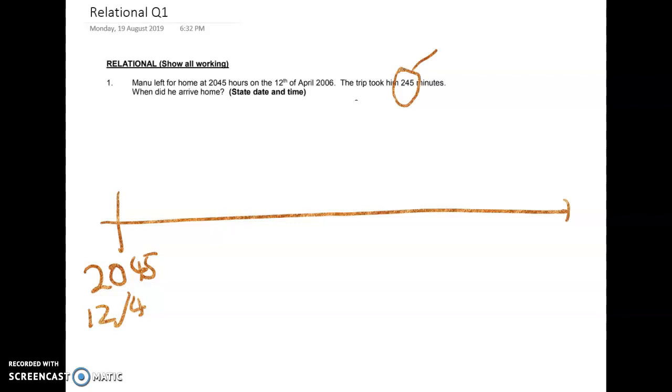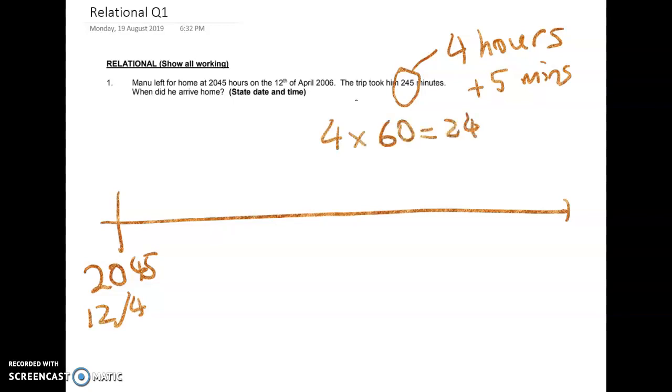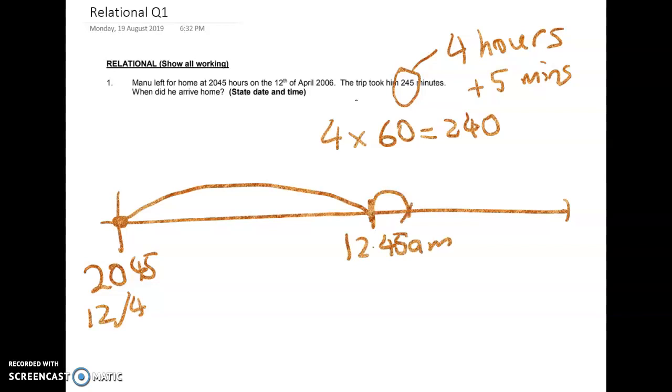So when I see that, I think in blocks of 60 minutes. So that's 4 hours plus 5 minutes. I did that quickly because I thought, well, 4 60s gives me 240. Right, so let's see, where do I get to with 4 hours? Well, this time I don't think in 24-hour clock, maybe because I'm old. Maybe not. So if I add on 4 hours to 8:45, I get 12:45 a.m. and then I need 5 more minutes. Right, so that gets me to 12:50 a.m.